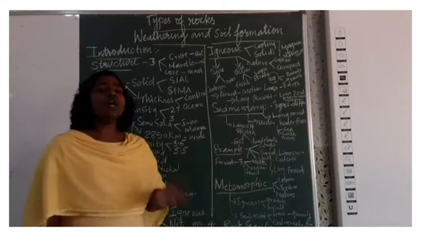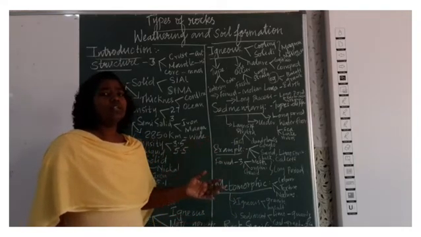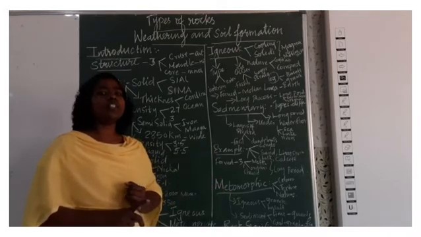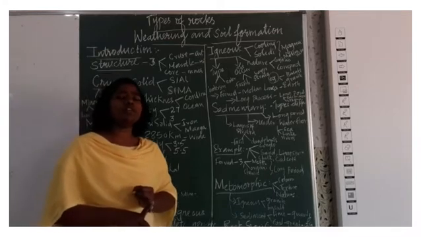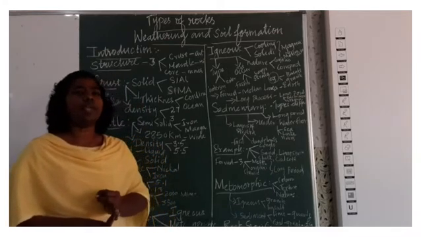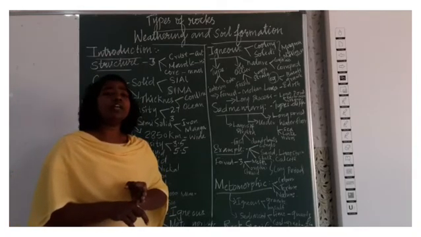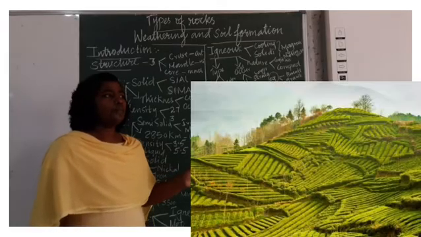There are different ways to conserve soil. The first way to conserve soil is afforestation. The second way is terrace farming. And the third one is contour tilling and contour bunding. These are the different ways how we can conserve the soil.